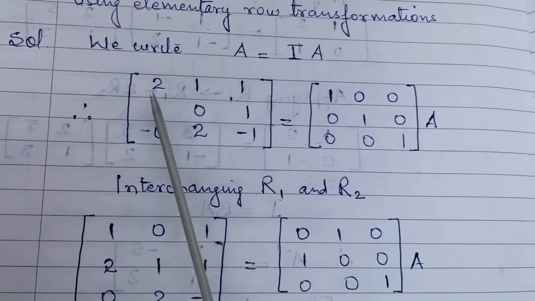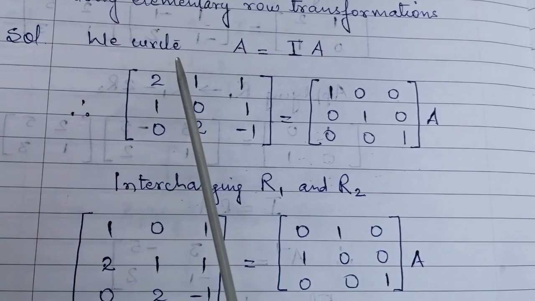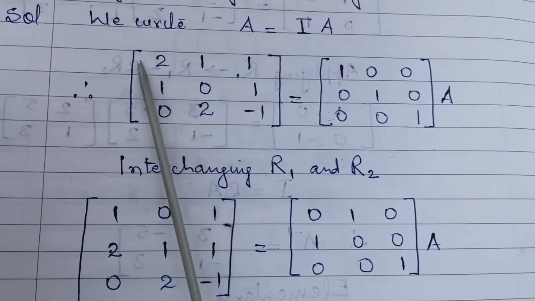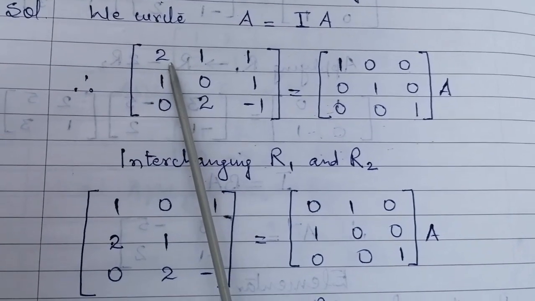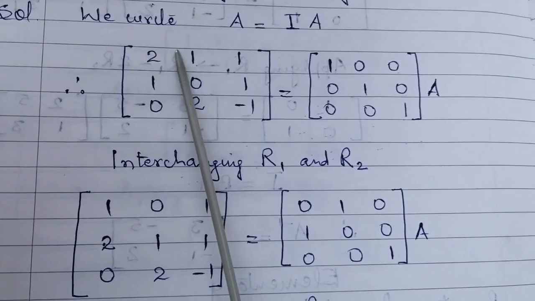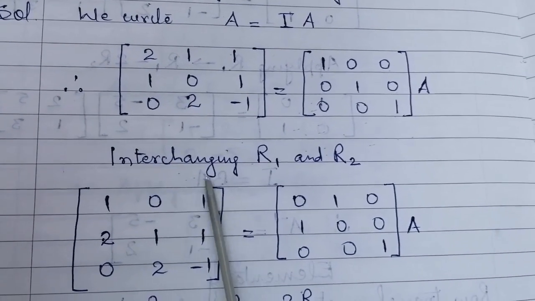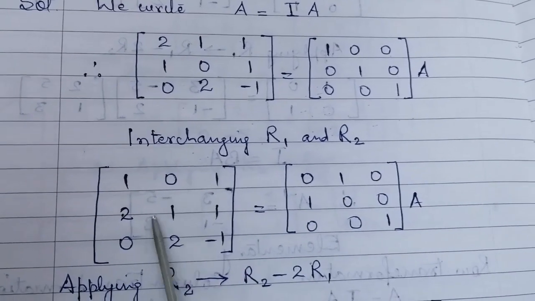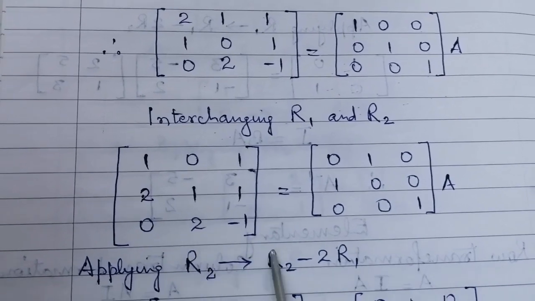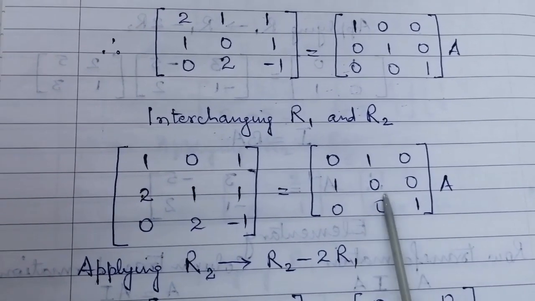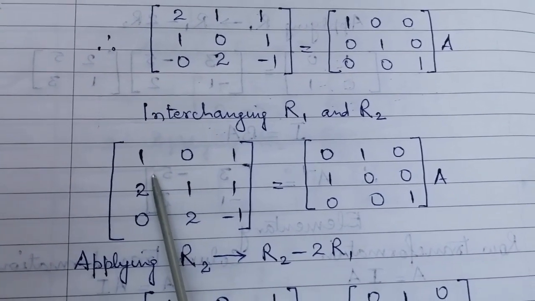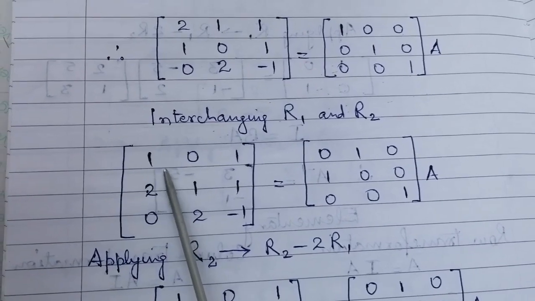Now see here, if you remember, we had just discussed 1 2 3 4 5 6 7 8 9. So first of all, here we are having 2, so I need 1 here, right? If I interchange row 1 and row 2, we can get 1 here. So interchanging R1 and R2, R2 comes here: 1 0 1, 2 1 1, 0 2 minus 1. The same operation I have applied on the identity matrix. Here I have interchanged R1 and R2. So here we have got 1 now.